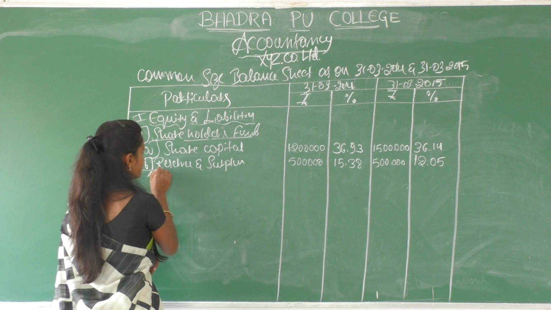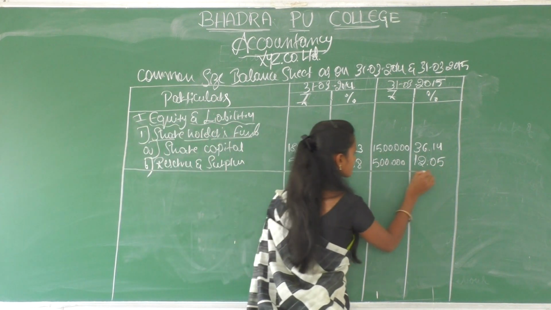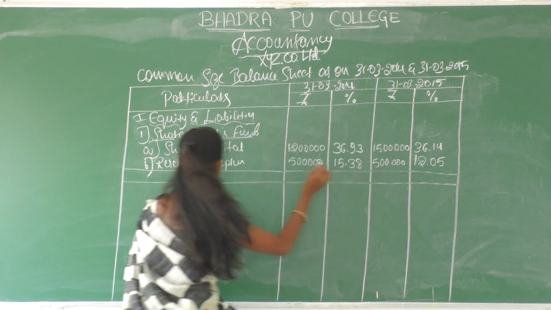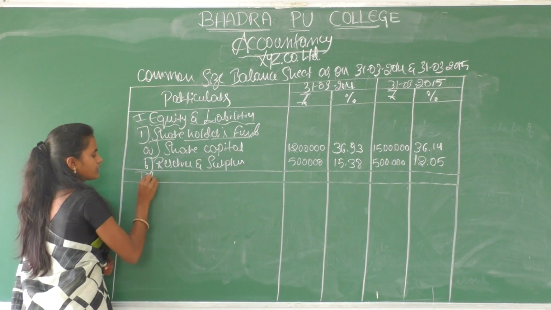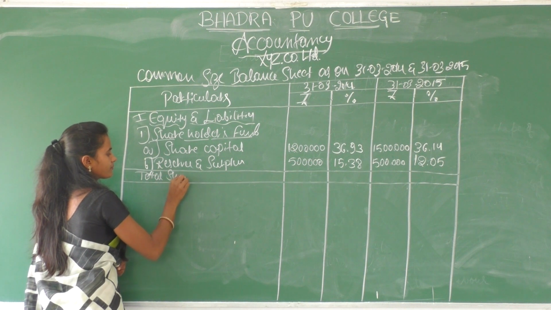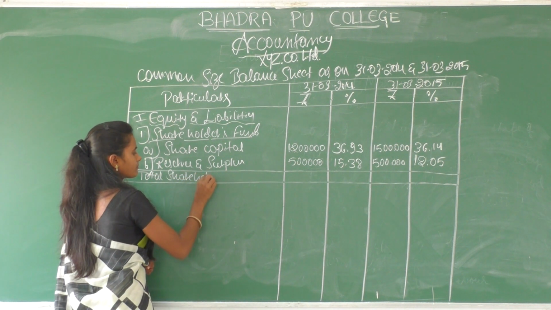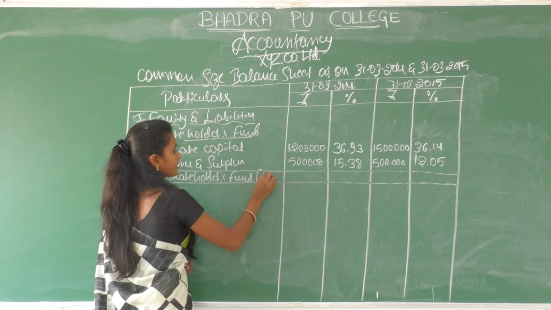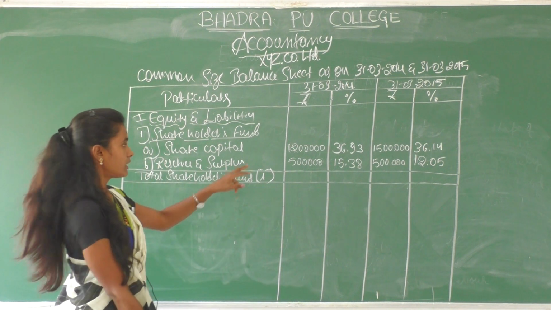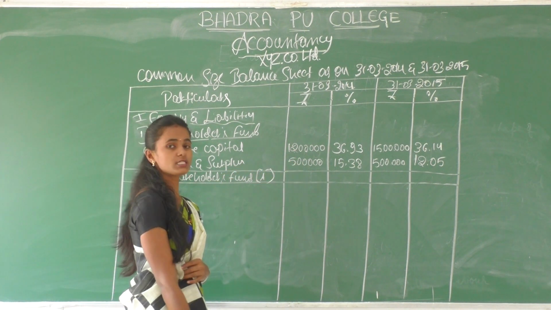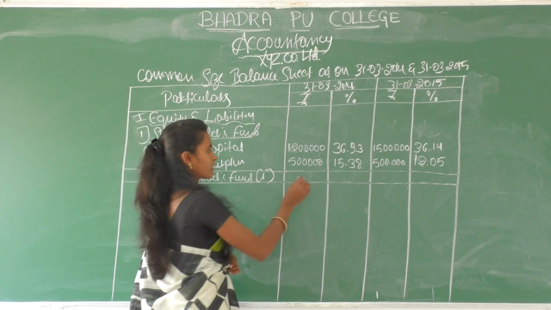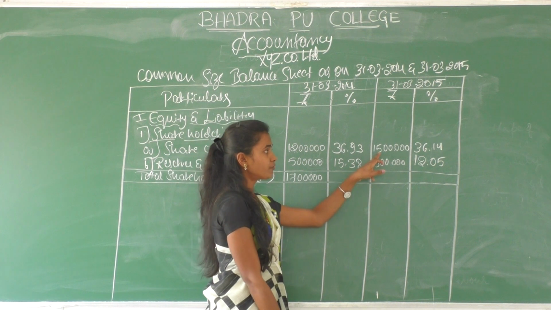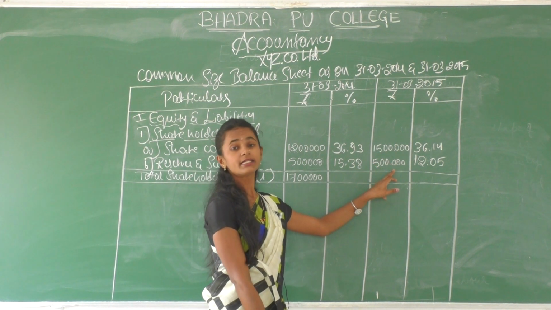Afterwards we will get our total shareholders fund. So I am taking here its total shareholders fund, and this is treated as an item. Here the total is 12 lakh plus 5 lakh, it's 17 lakh. And here 15 lakh plus 5 lakh, it's 20 lakh.